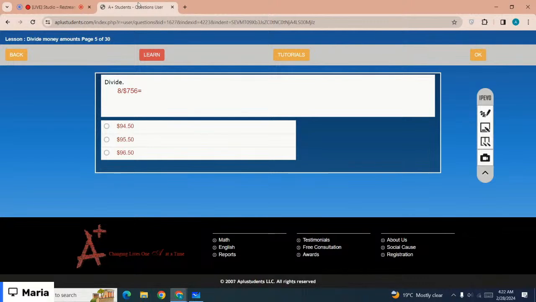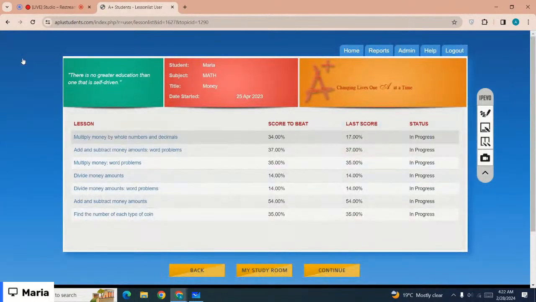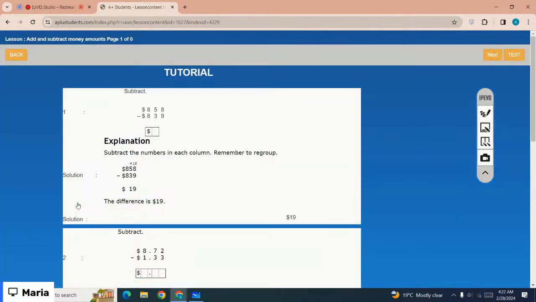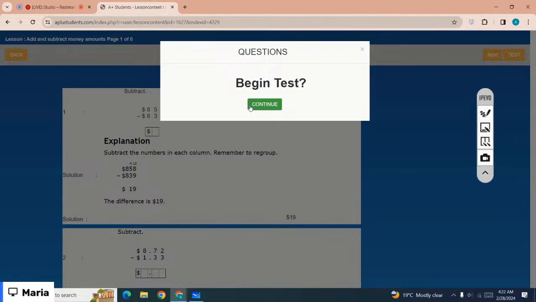Yes, that is 94.5. Okay, you can complete the lesson by yourself later today. Let me just move on to the next lesson. The next one is divide money amount word problems. Word problems you have to do on your own, right? The next one is add and subtract money amounts. Let's just start with the lesson that is add and subtract money amounts. Let's just start with the test questions.